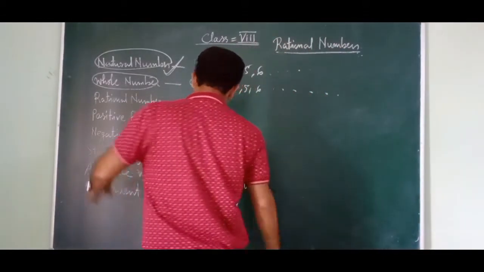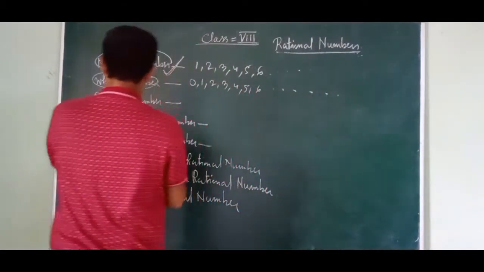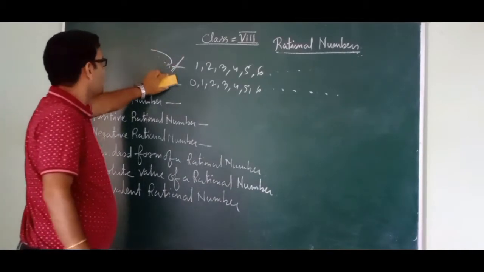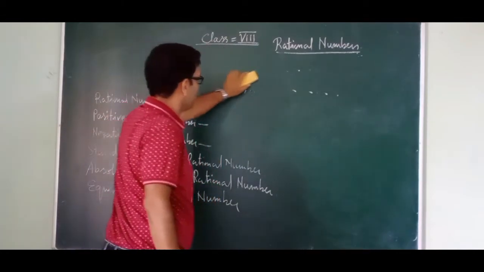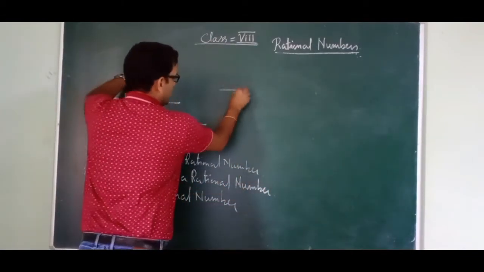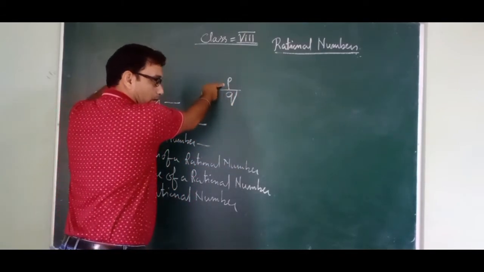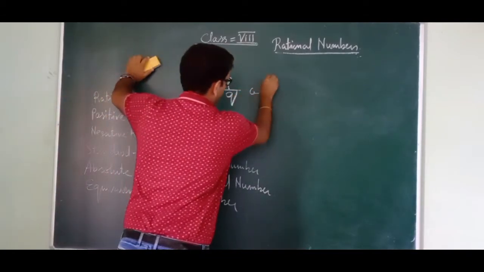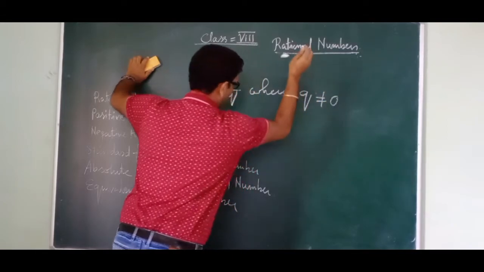Now, next will come your rational number. So rational number means what? A number which is in the form of p by q. P by q means what? The p value is your numerator value and the q value is your denominator value, where q is not equal to 0.